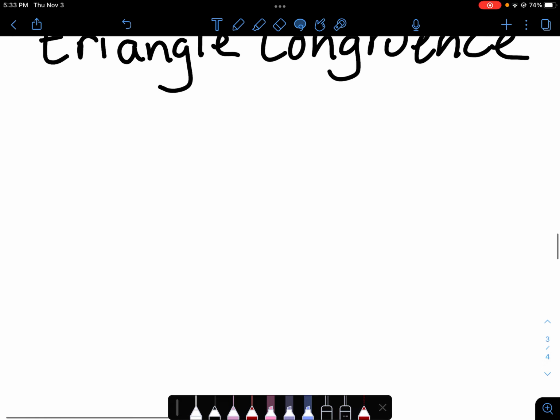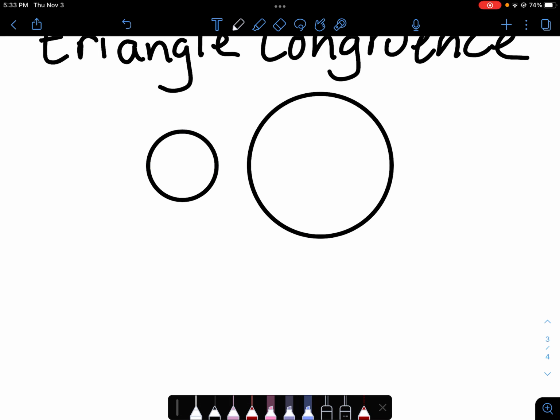What does it mean to be congruent? Well, let's draw two shapes. Let's do circles. Are these two shapes congruent? No. Why? Well, congruent means to have the same size and the same shape. And these two circles aren't congruent because they're not the same size, but they are the same shape.